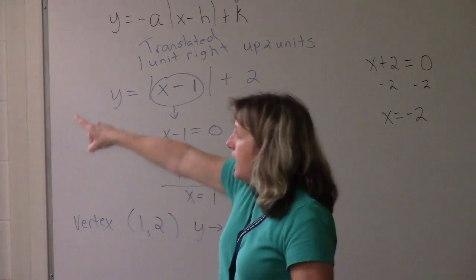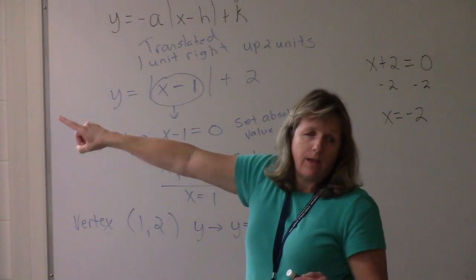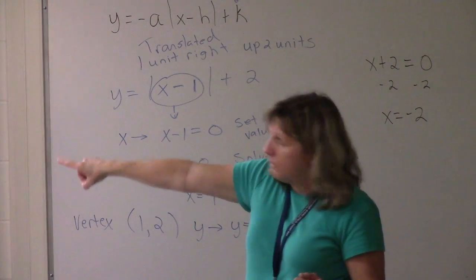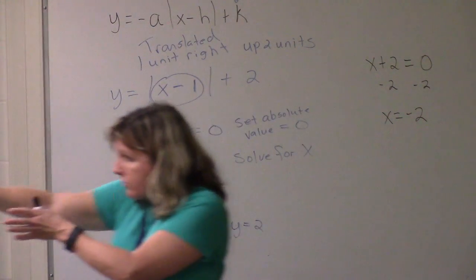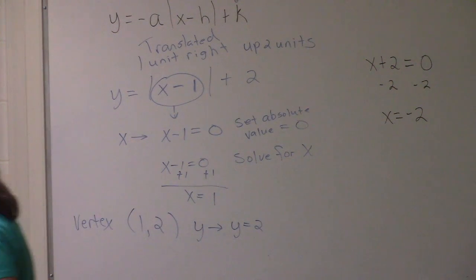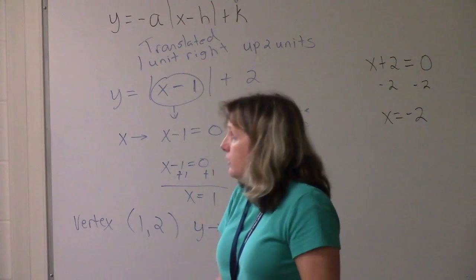And then how about outside the absolute value? Outside goes the way we think it should. It goes down 1. So we went left 3 units because it becomes negative 3, and it went down 1 unit.